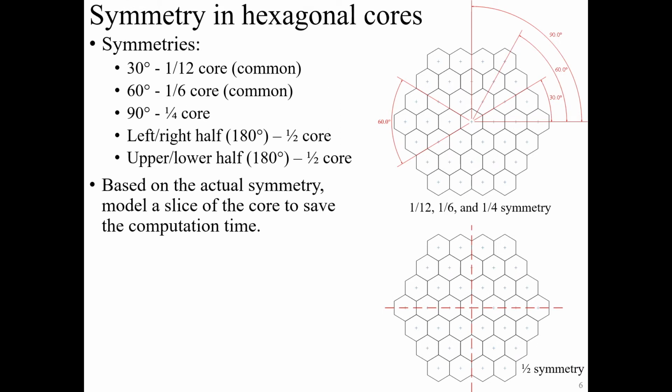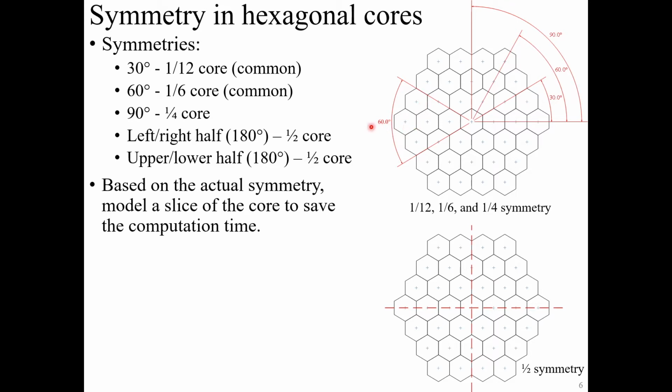The hexagon core may exhibit many different types of symmetry. 30-degree or 1/12 of the core and 60-degree or 1/6 of the core are common. As shown by this figure, this will be 30 degrees of the core, that is 1/12 of the core. This is 60 degrees of the core, and it is 1/6 of the core. This is another type of 60-degree cutting. Again, it is 1/6 of the core. So just pay attention that there may be different cut patterns for each symmetry.